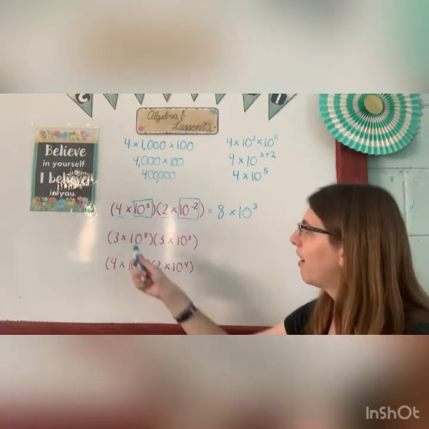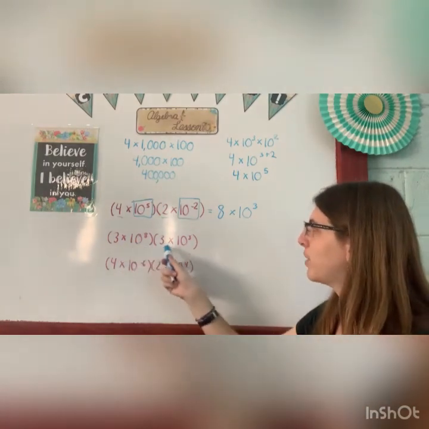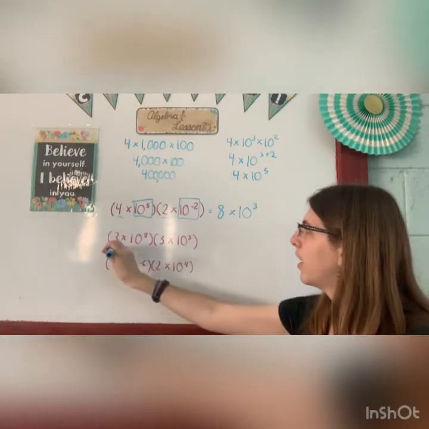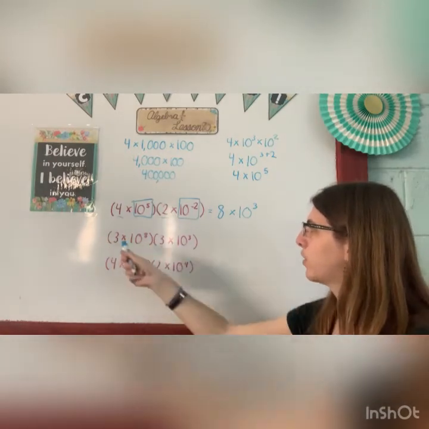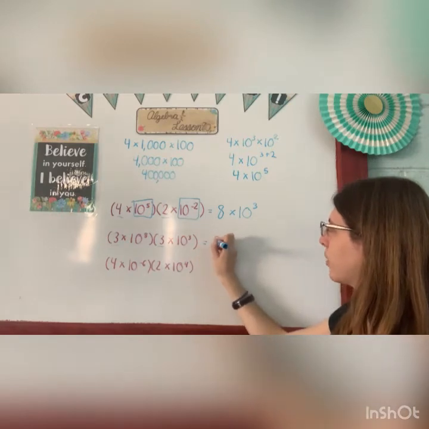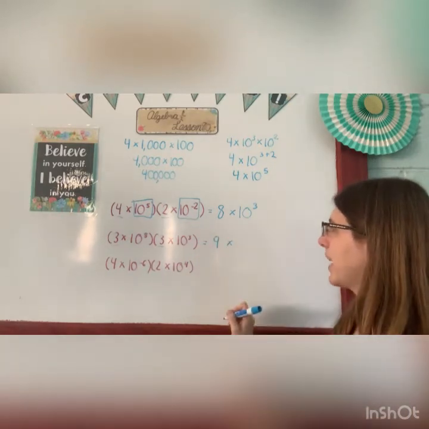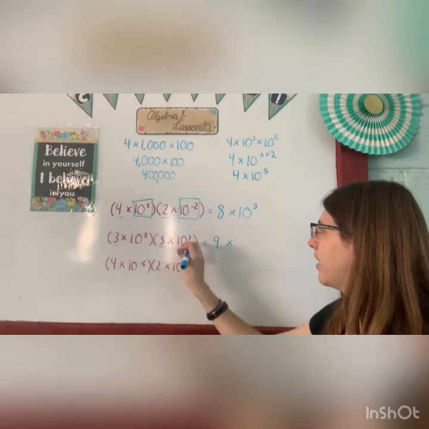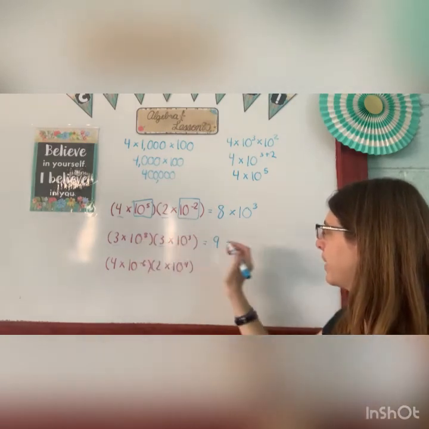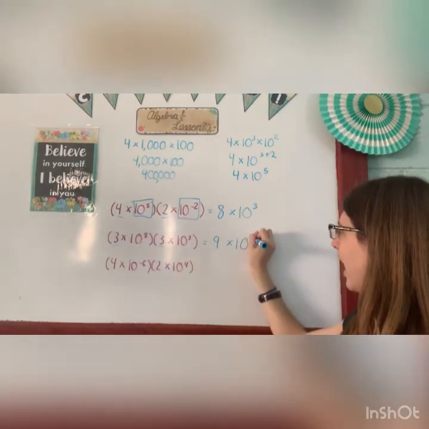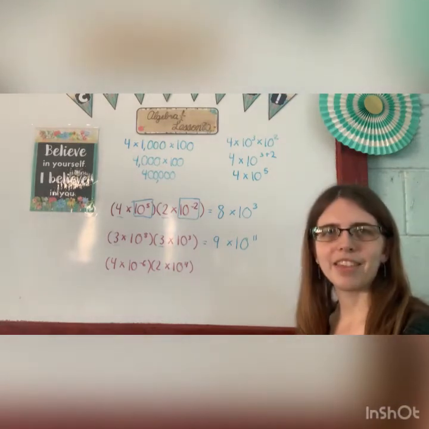Okay, let's try another one. 3 times 10 to the 8th power times 3 times 10 to the 3rd power. I start by multiplying my numbers. 3 times 3 equals 9. How about my 10s? 10 to the 8th, 10 to the 3rd. Add 8 plus 3 is 11, so it's 10 to the 11th.